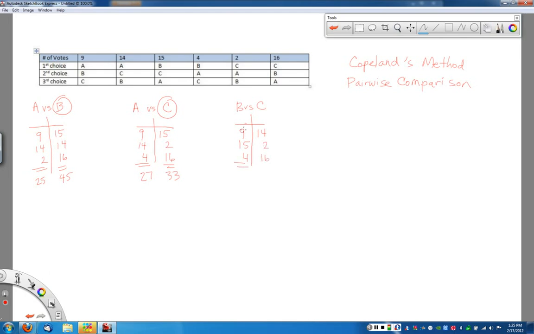And then I just total each column. When I total this column here, I get 27. When I total this column, is that right? 9 and 9. Nope, 28. Let's try again.